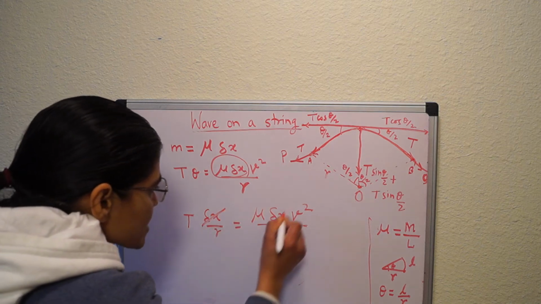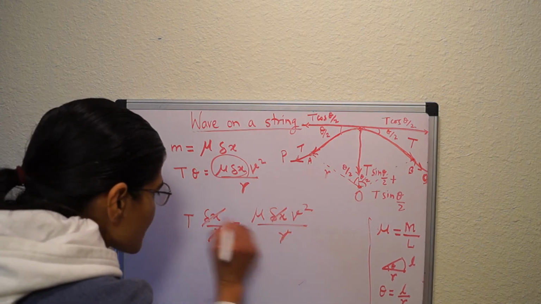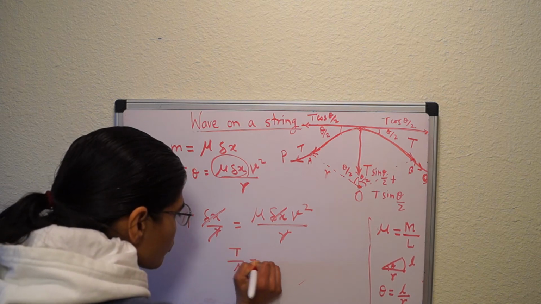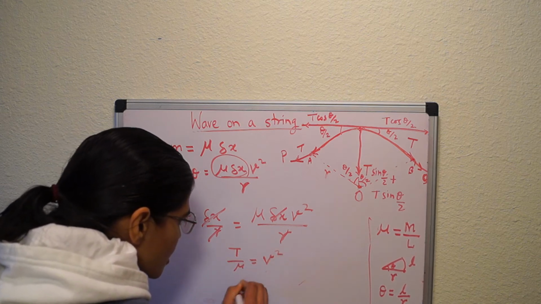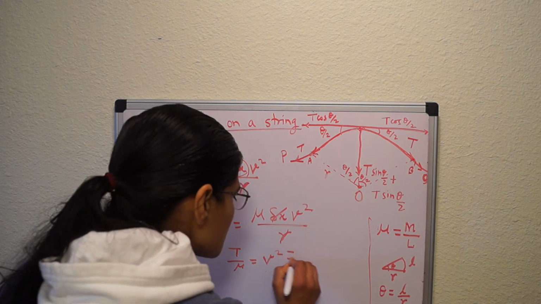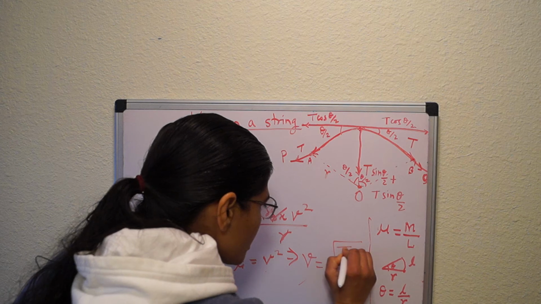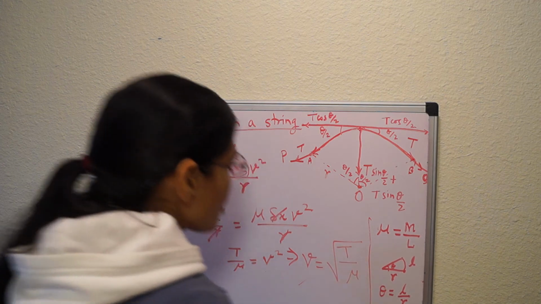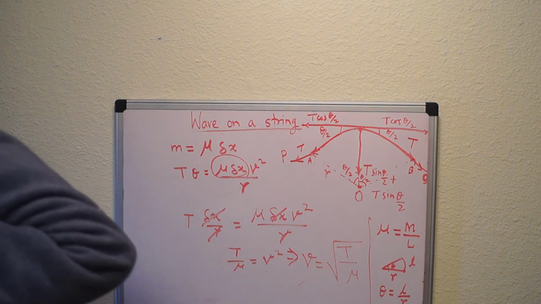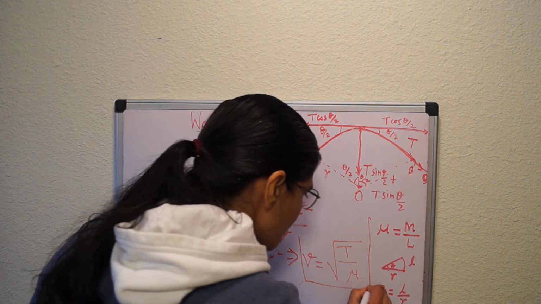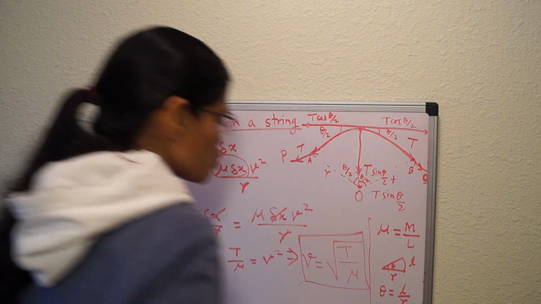So now delta x and delta x get cancelled, R and R get cancelled, so we are left with t by mu equal to v squared. And then if we rearrange this, we get v equal to square root of t by mu. Alright guys, so I have been writing t here. Okay, so this is the speed of the wave on a string, okay?